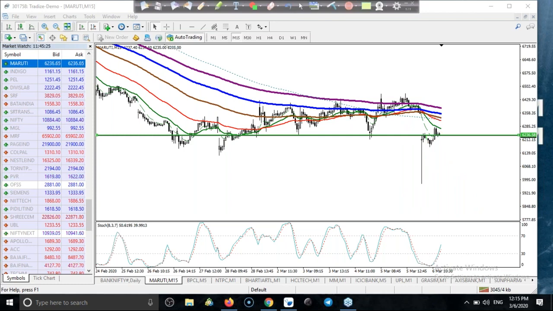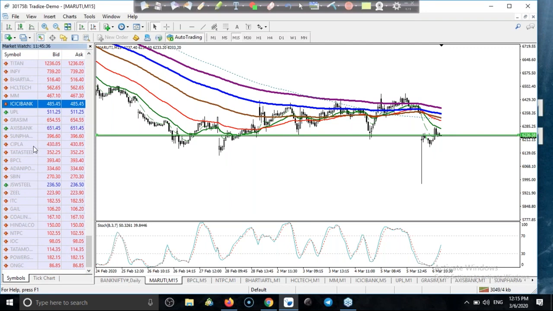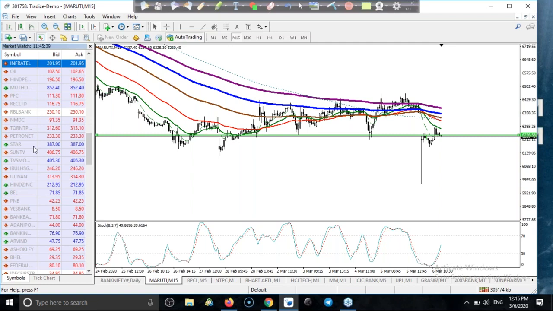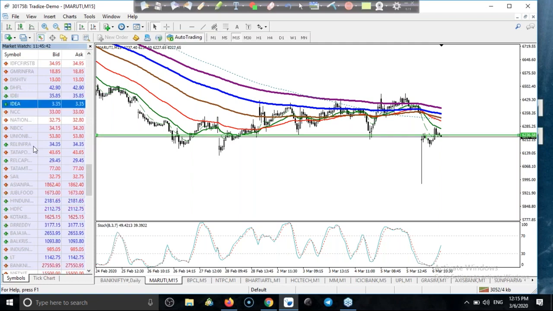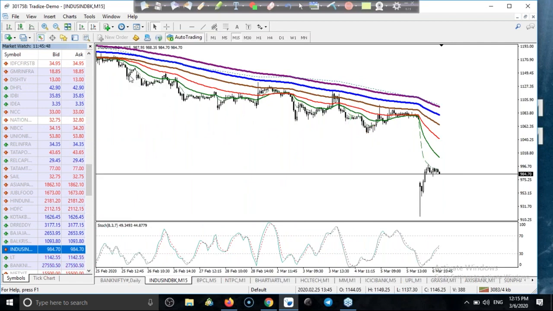IndusInd Bank: the banking sector is in a bad situation, because everybody knows about Yes Bank and what is going to happen. All right, where is IndusInd Bank? That one. So all are running in a downtrend. You can see IndusInd Bank gave a little more correction from this area.